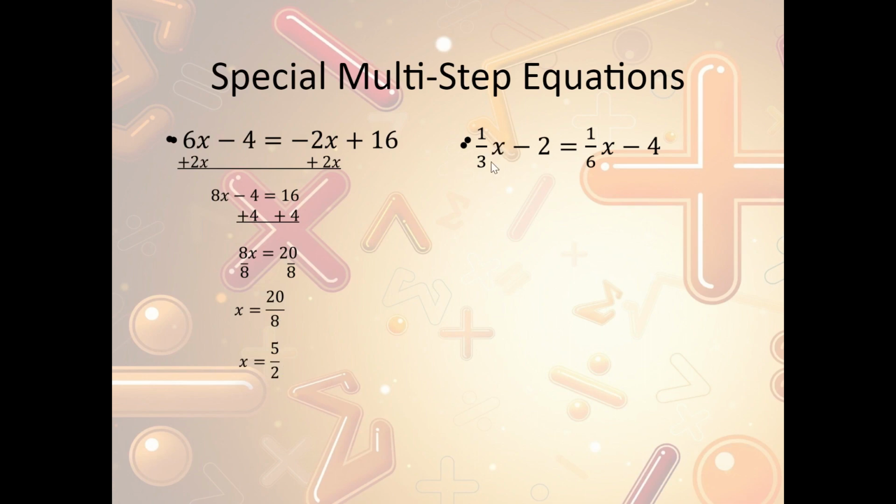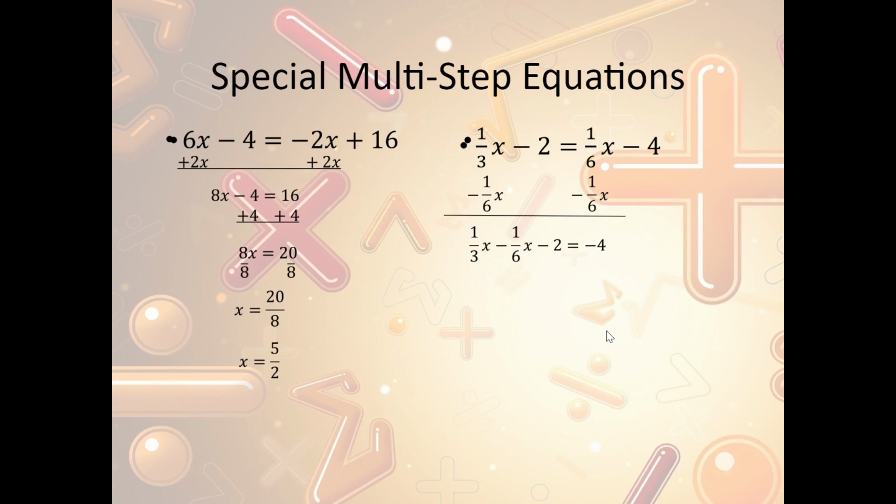Now we have 1/3 x minus 2 is equal to 1/6 x minus 4. We do the same thing. So I'm going to go ahead and subtract 1/6 x from both sides. So now I have 1/3 x minus 1/6 x minus 2 is equal to negative 4.